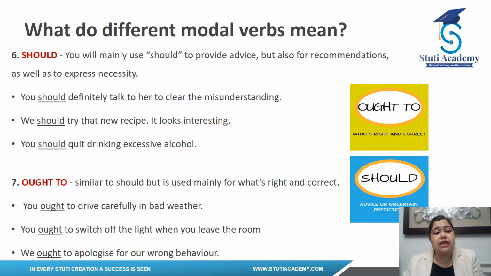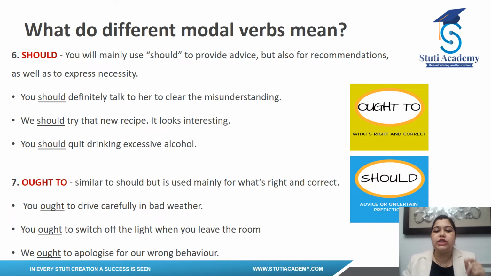You should try that new recipe. So here I'm clearly recommending. You should try that new recipe. It looks interesting. So look at this should. The right placement of words will change or modify the meaning of the sentence altogether. English is a wonderful language. Now let's go ahead. Last should.